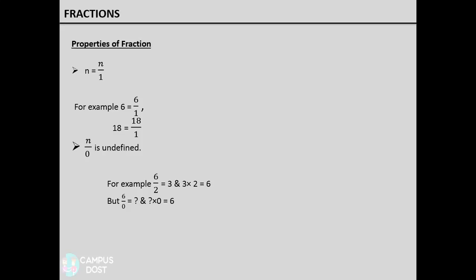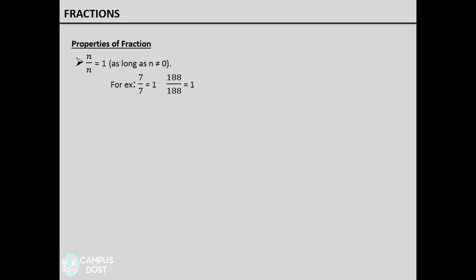Another way to look at this is to consider the following example. When we take 6 and divide it by 2, we get 3. This also means that when we multiply 3 by 2, we get back to 6. So, if we want 6 over 0 to have some value, then it must also be the case that when we multiply that value by 0, we get back to 6. Since it is impossible to have such a number, we simply say that any number n over 0 is undefined.